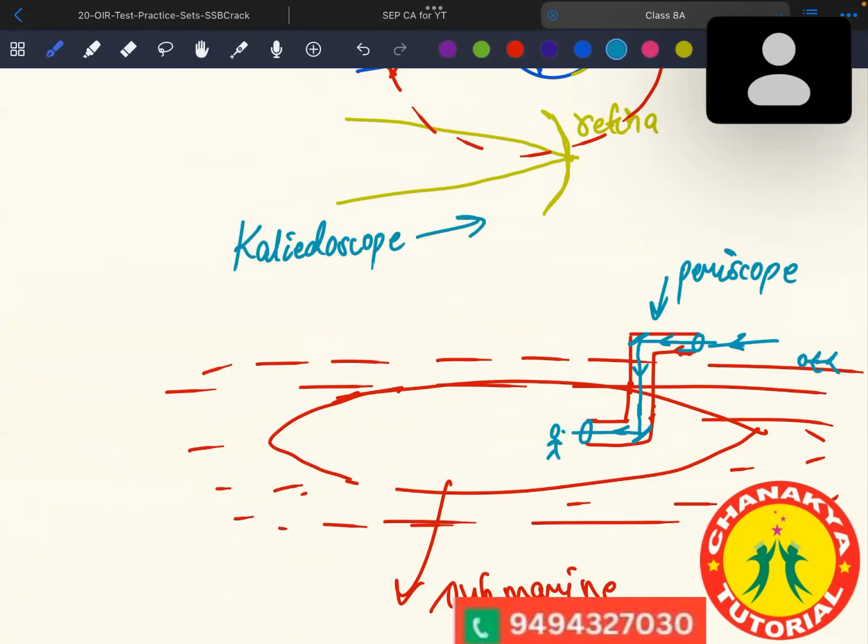It is used to see different kinds of patterns, whereas a periscope is actually a vision instrument. It is a vision instrument used by Navy personnel to see what is happening outside or at the surface. Search some videos on YouTube, you will find how this is used.